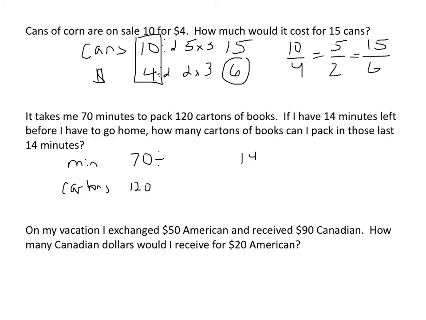So here I'm going to divide this one by 10 so that I get 7, which means I'm going to divide this one by 10, which gives me 12. I'm going to multiply this by 2 to get 14, multiply this by 2 to get 24. So I can pack 24 cartons of books in those last 14 minutes.